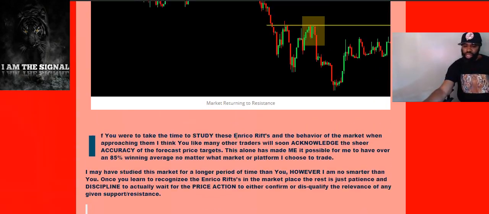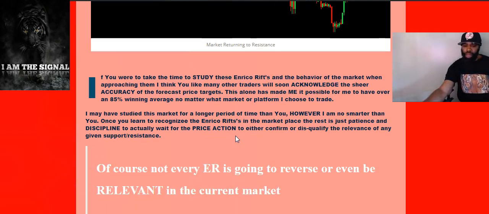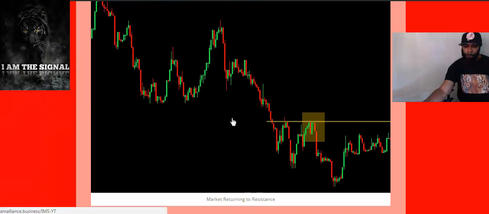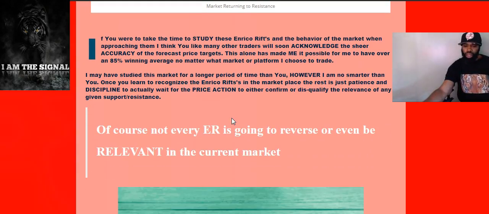So these are important, man. I really can't overstate it enough. If you take the time just to really study these levels and the behavior, the price action of the market when it approaches them, I think you're going to be just like a lot of other winning traders that are going to acknowledge the sheer accuracy of the forecast price targets. I mean, I'm not the only trader that has ever seen it.